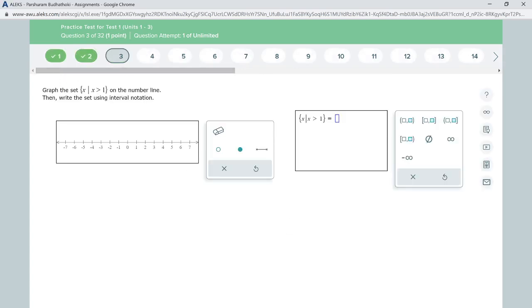Next problem. We have to graph the set. The set is given as any real number greater than 1, so you can start with not including 1. This is just a greater than, there is no equal sign here, so you have to use this hollow dot at point 1, and because you are going to the right side, you have to use this line to this side, so it represents anything greater than 1.